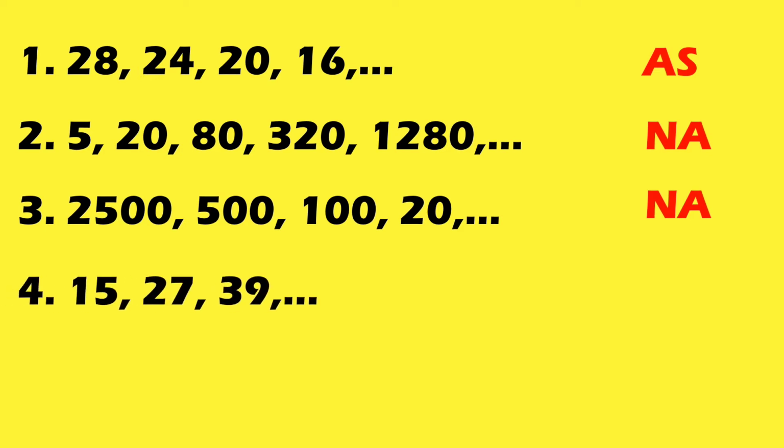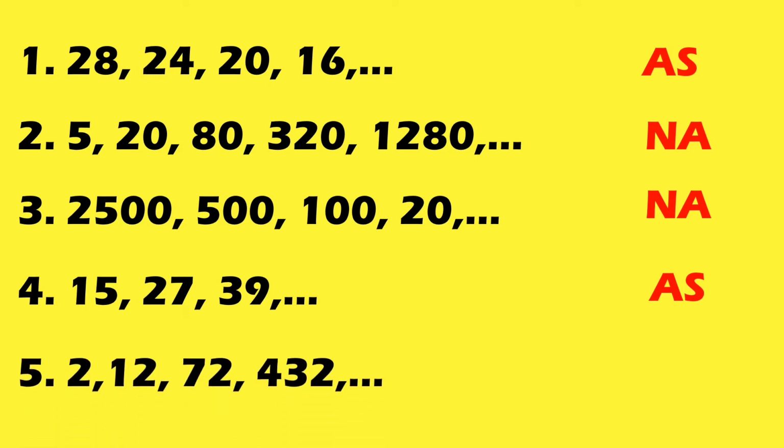Number 4: 15, 27, 39, and so on. That's right, this is an arithmetic sequence. It is because we add 12 from one term to another. 15 plus 12 is 27, and 27 plus 12 is 39. And lastly, number 5: 2, 12, 72, 432, and so on. Yes, this is not an arithmetic sequence because from one term to another, we multiply by 6.